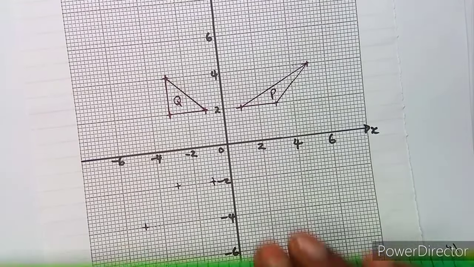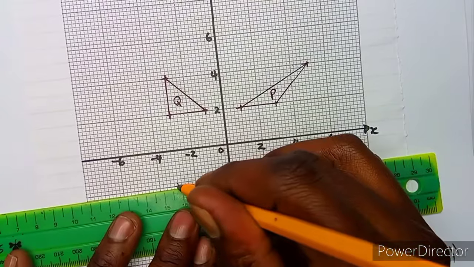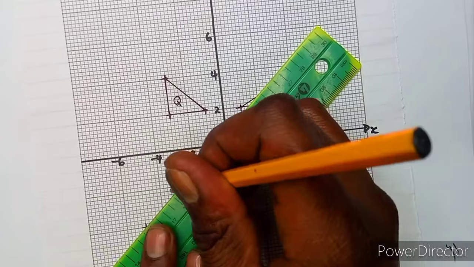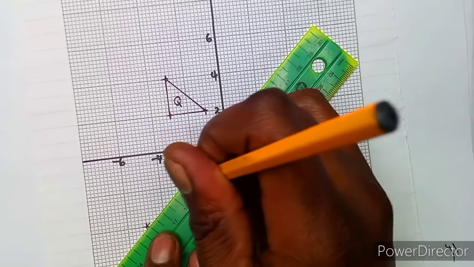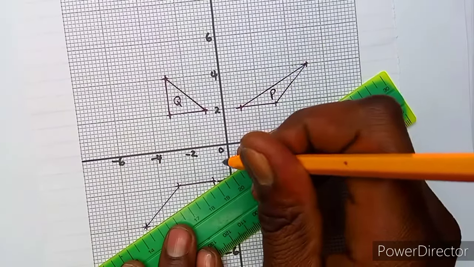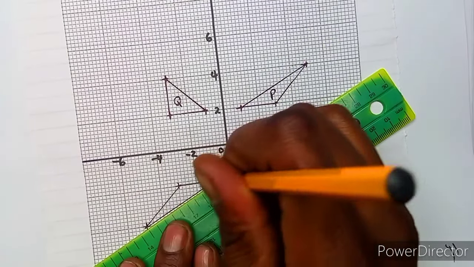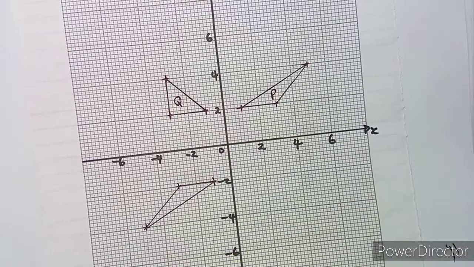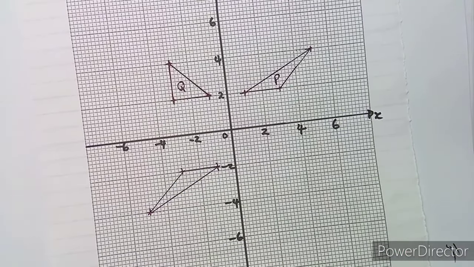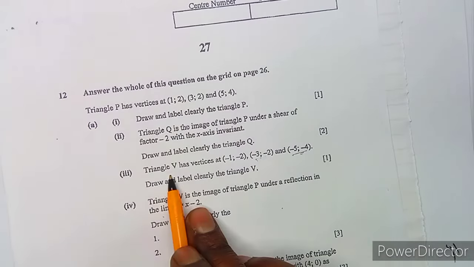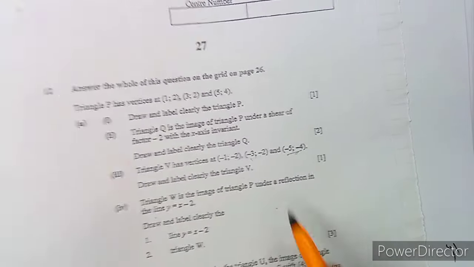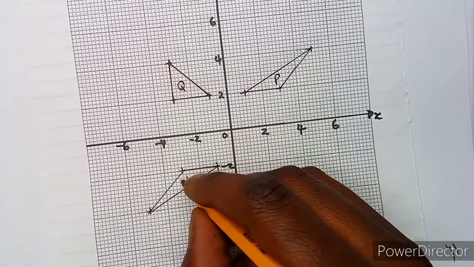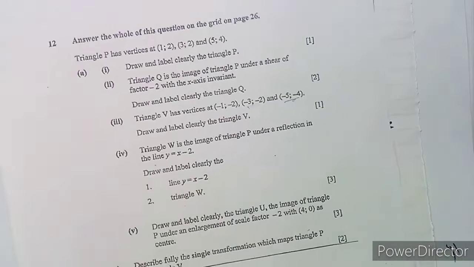All right, so you join your points properly. Join your points properly in this case, just like this. All right, so that's your triangle R in this triangle V. So now you're given that this is triangle V. Draw and label this triangle. So just your triangle V like that. Okay, then it's done. Then you move on.